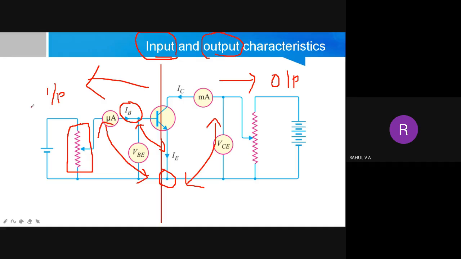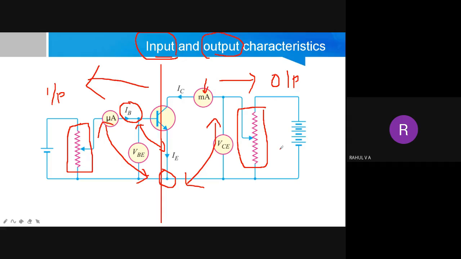Then on the output side, for output characteristics, we need collector current and voltage across collector and emitter. So we are connecting one ammeter here and a voltmeter across the collector and emitter terminals. There also we have a potentiometer. Using that we can vary the voltage between collector and emitter. One thing you can note down: if you are not using this potentiometer, you can use a variable supply.